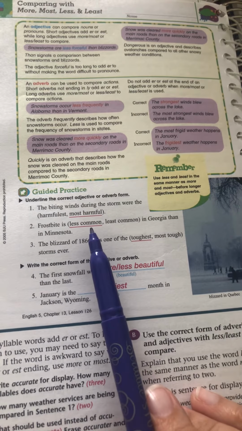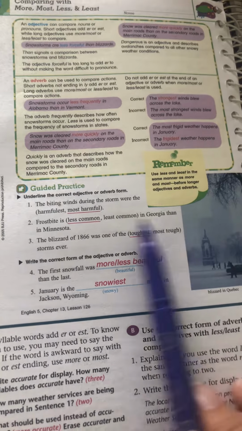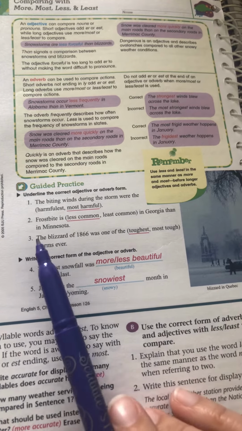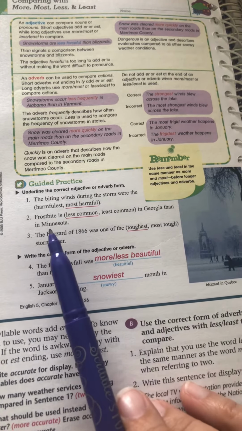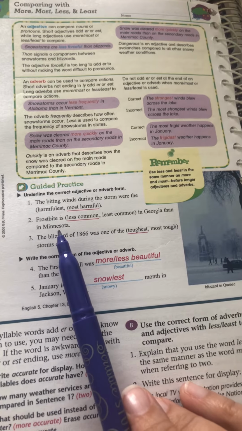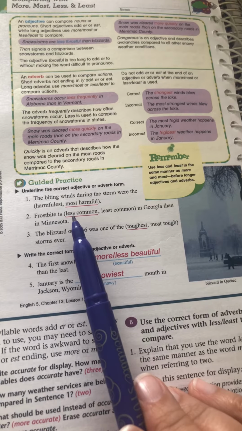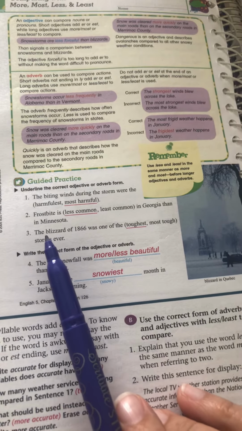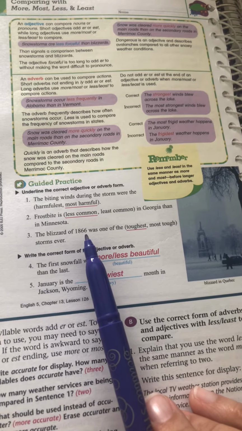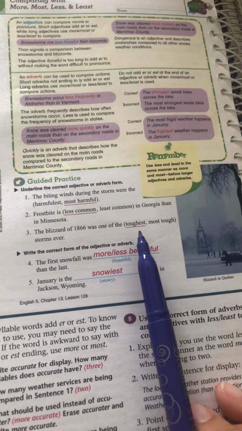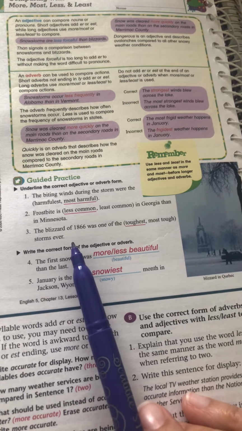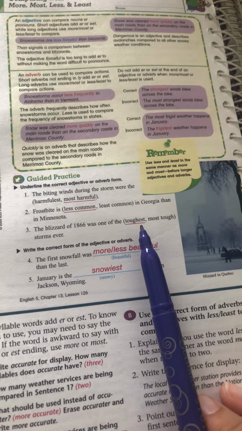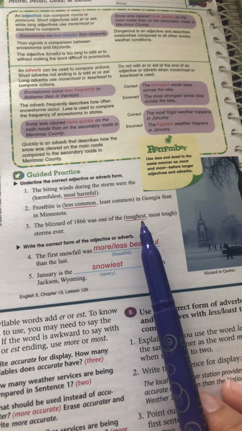Frostbite is less common or least common in Georgia than in Minnesota. We have the word than, so we know we're comparing two things. So that gives us the clue we have to use the word less common. The blizzard of 1866 was one of the toughest or most tough storms ever. Well, tough is a shorter adjective, and we can add EST, just like we did yesterday.